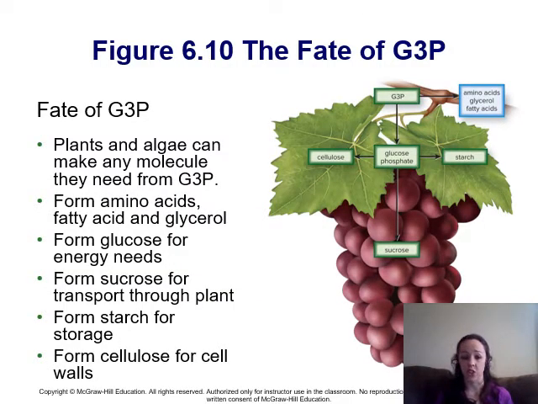So what is the fate of G3P besides glucose? G3P can be used by plants and algae to make a wide variety of molecules. It can form amino acids, fatty acids, and glycerol. It can form glucose and be stored as starch, so it can use that when the sun is not available or it's too cold to perform photosynthesis, like during the winter. It can also form sucrose for transport through the plant, and it can also form cellulose for the cell walls, which is again just used to help reinforce plant cells.